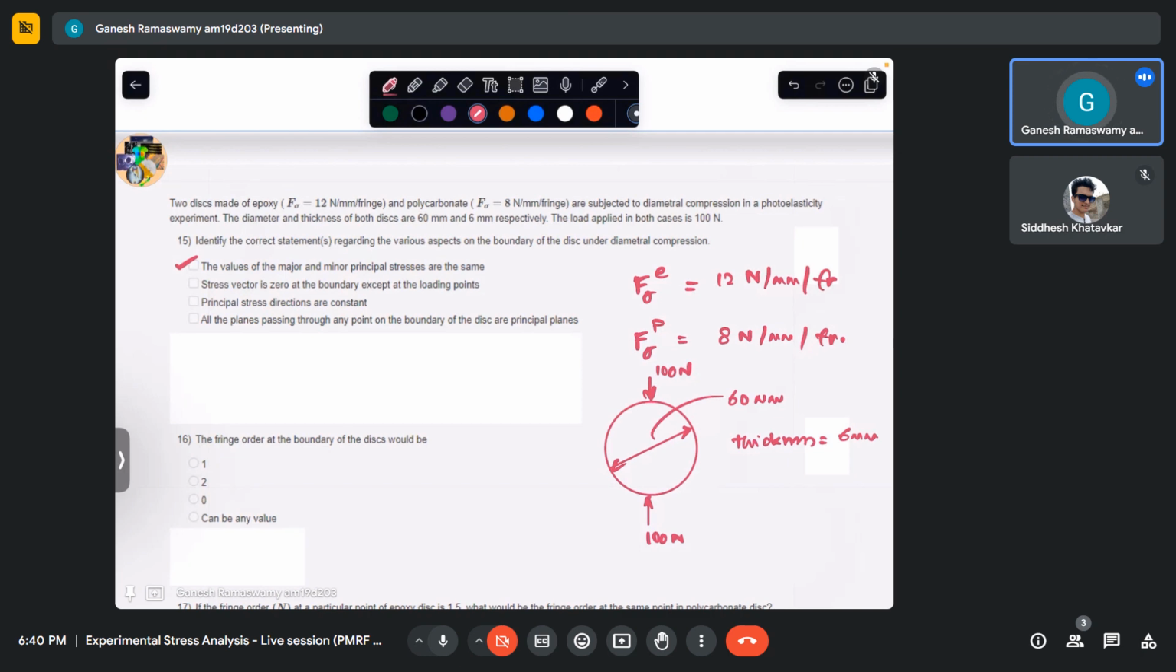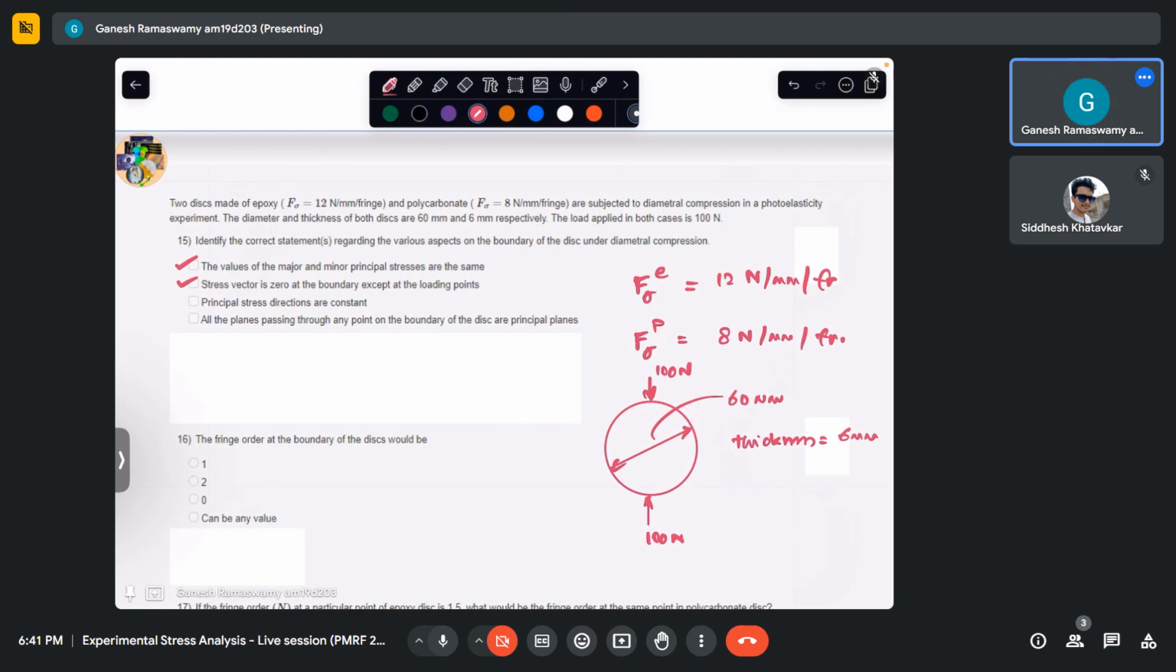The stress vector is 0 at the boundaries except the loading points. That is, except these 2 points. Everywhere else, a surface is characterized by its outward normal. This is the outward normal. Now, what is the traction? This entire surface, from here to here and from here to here, except the loading point, is all traction free. If it is traction free, it implies that the stress vector is 0.